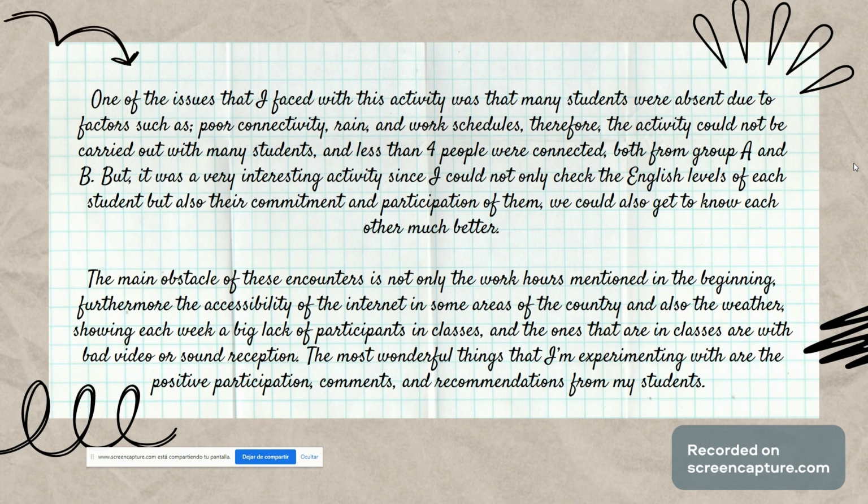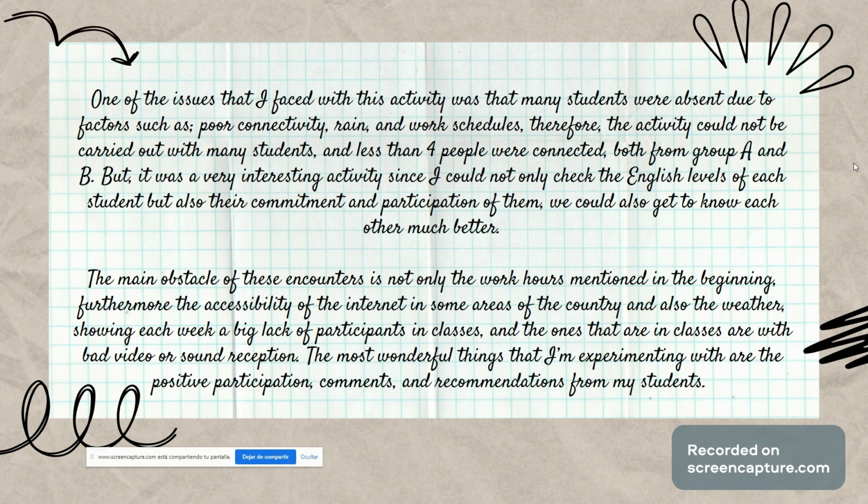One of the issues that I faced with these activities was that many students were absent due to factors such as poor connectivity, rain, and work schedules. Therefore, the activity could not be carried out with many students, and fewer than four people were connected, from both group A and B. But it was a very interesting activity since I could not only check the English level of each student, but also their commitment and participation. We could also get to know each other much better.